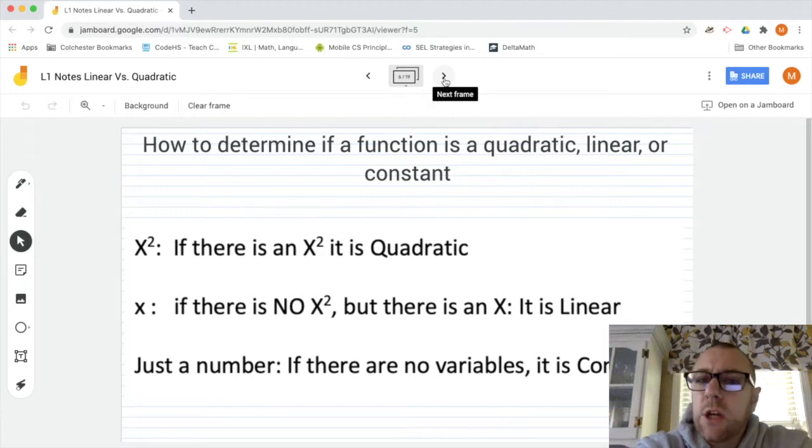So how do we determine if a function is quadratic or linear? So if it has an x squared, then it's quadratic. If there are no x squareds and there is an x, okay, then it is linear. If it's just a number, there's no variables, it's constant, it's not changing. But we never classify anything as constant. It's either quadratic or linear, because something that is constant is just a line anyway. And I will go into that more later.